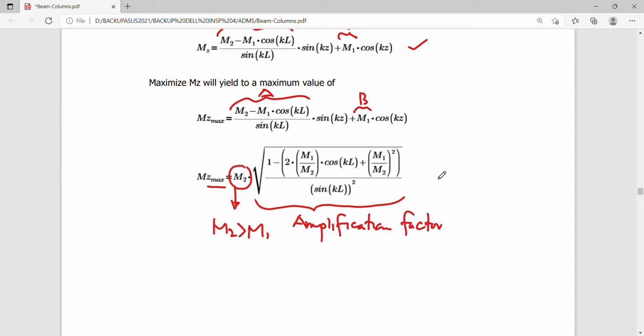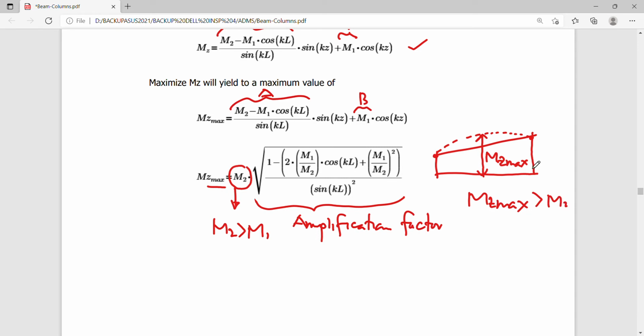Okay, so Mz is simply equal to M2 at a certain point, but if we look into the maximum here, there's a tendency for this to gain an additional, okay, Mz max at a certain point here, such that Mz max is a magnified moment greater than M2, where M2 is the bigger moment and M1 is the smaller moment.